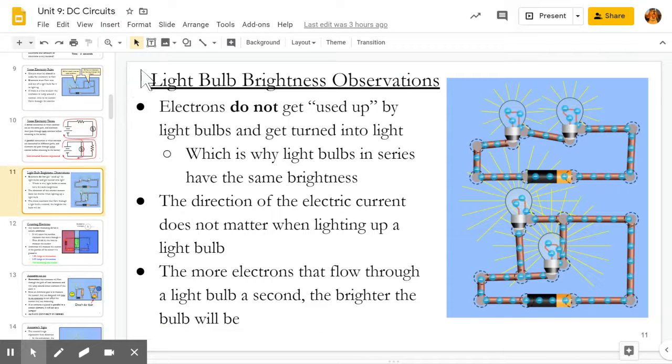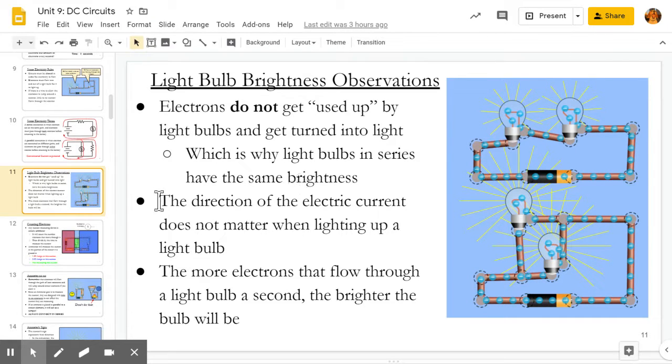Another thing that we might have observed from the simulation is electrons don't get used up. While yes, some of their energy gets converted into light, more so heat in real light bulbs, the electrons are still electrons. We don't have a brighter one first and then a dimmer one second because the electrons don't get used up. That's why all the light bulbs in series have the exact same brightness.